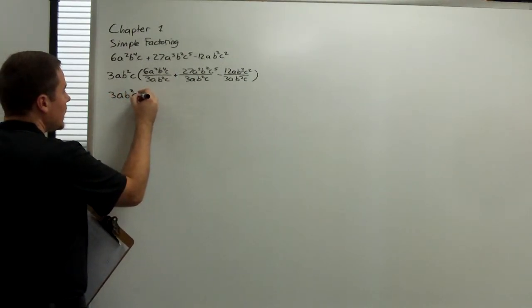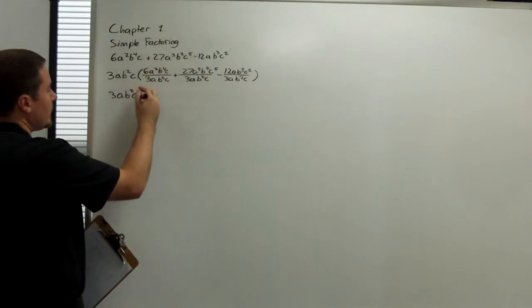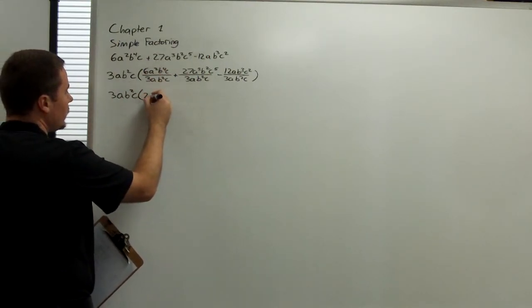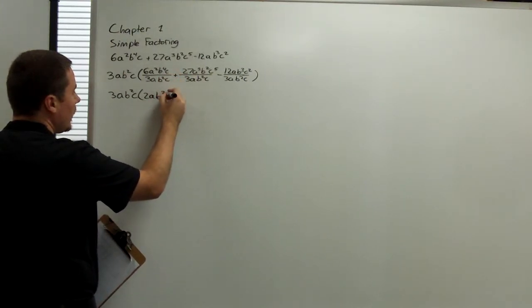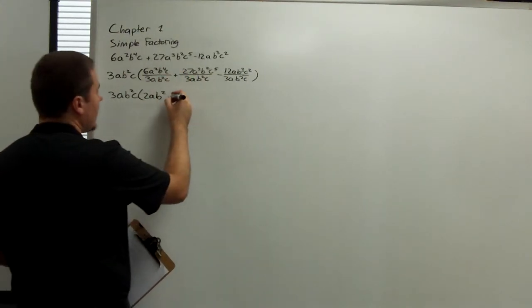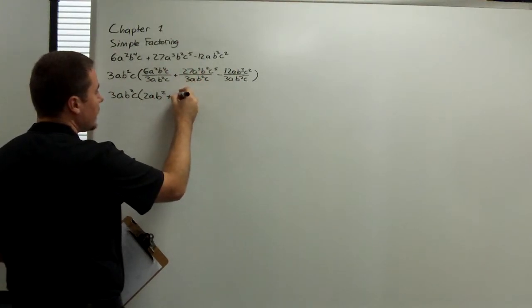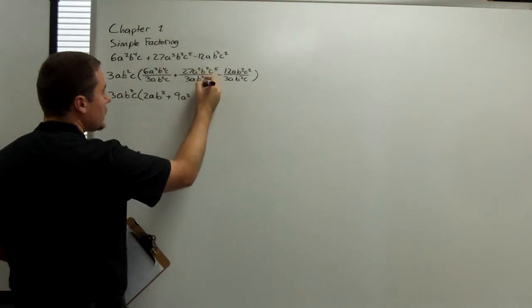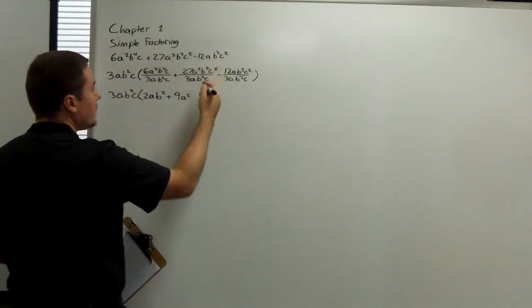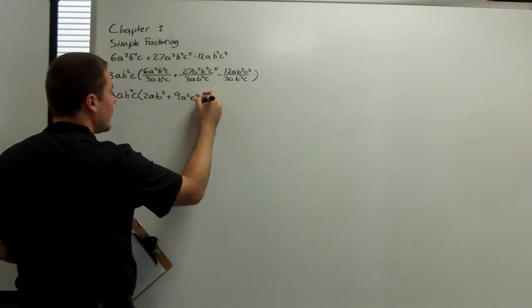So, proceed to the next step. 6 divided by 3 gives us a 2a, the b squared, and the c's cancel. Now we have 27 divided by 3 is 9. A to the third over a is a squared. B squared over b squared cancels. C to the fifth over c is c to the fourth.